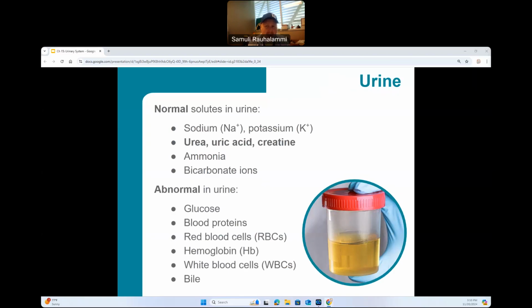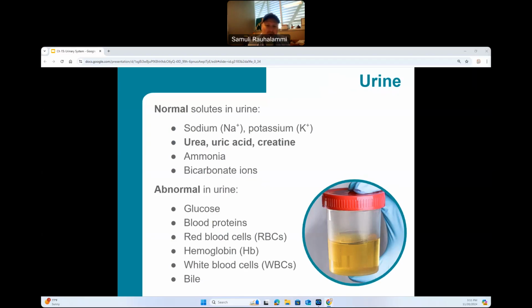Now, there are also things that we do not want to see in urine. These include, for example, glucose. High glucose would be indicative of diabetes, possibly. And we don't want to see elements from blood like red blood cells, their components like hemoglobin, and white blood cells. We also don't want to see bile in the urine. And I'm going to save the discussion about the difference between the terms pus and purulent for the classroom setting, for the sake of time and also to manage that discussion a little bit more.